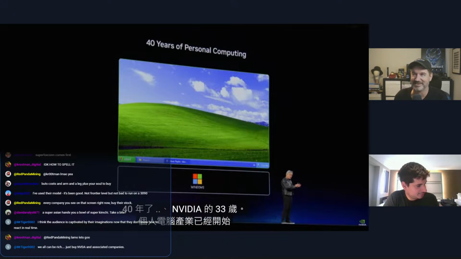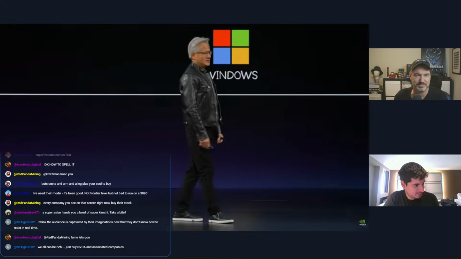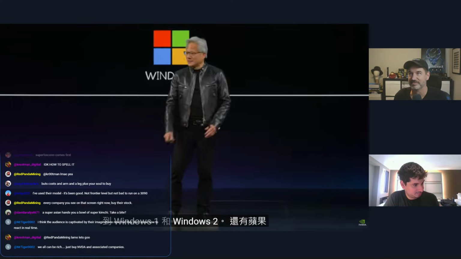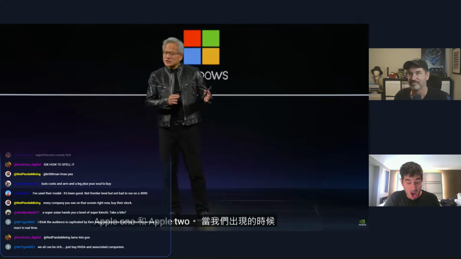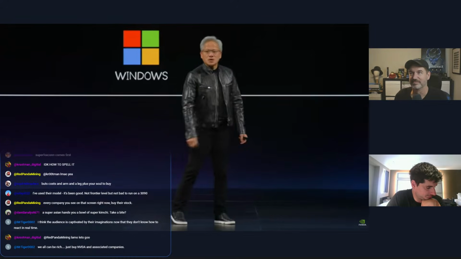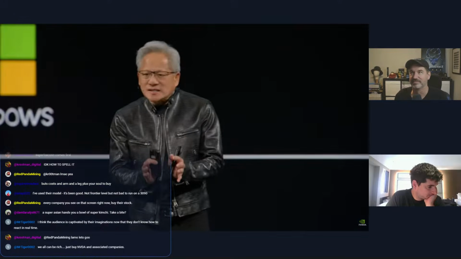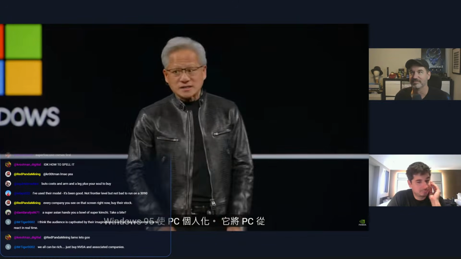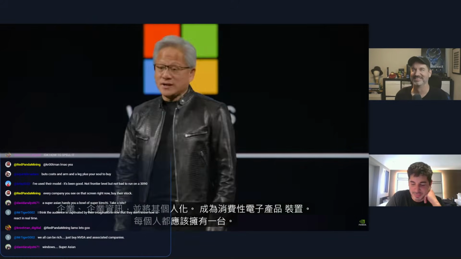The PC industry was already starting to get to Windows 1 and Windows 2 and Apple 1 and Apple 2. And by the time that we came along, Windows 3.1 was the PC. And as you know, Windows 95 made PC personal. It took PC from enterprises, companies, and made it into a consumer electronics device. Everybody should have one, and everybody does.